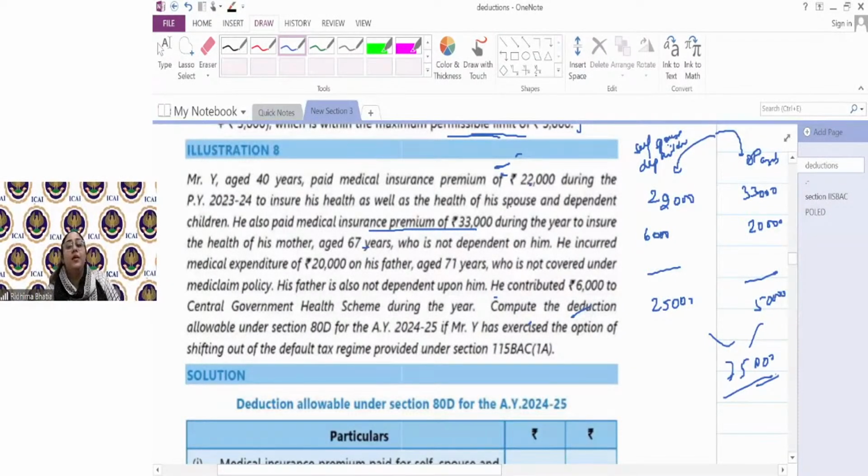Simple. And if questions like the 115BAC has been opted out, very good. If the question is silent, you will write that I am assuming that 115BAC is opted out. And how much will HUF get? HUF, guys, we will come to this too, but first individuals should be clear. Any doubt? Any doubt for individual?